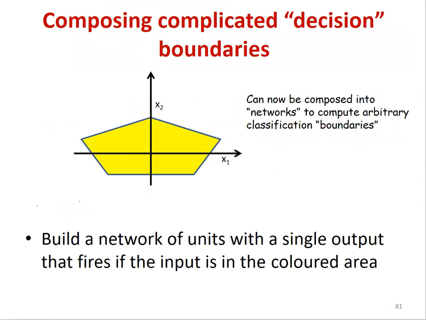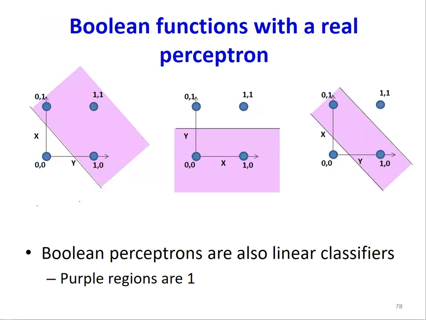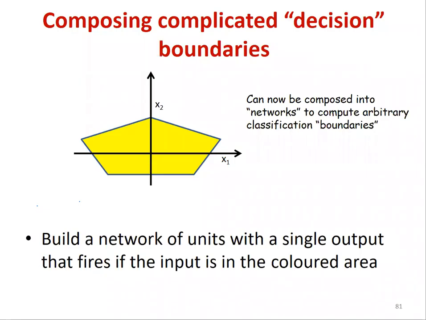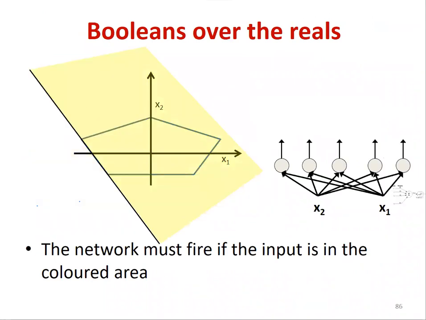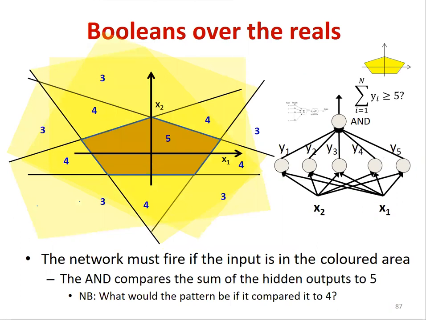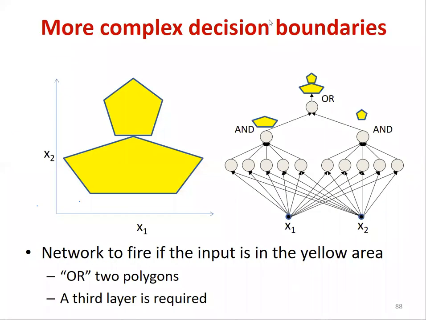But then let's go back. We saw that a perceptron captures linear decision boundaries. If you want a more complex decision boundary, we know how to do it. Like this pentagon, you would have one perceptron for every boundary of the pentagon, and then a final perceptron to AND the lot, and that is going to give you this pentagonal decision boundary. But then, once you know how to compose a pentagon, you can compose more complex decision boundaries.